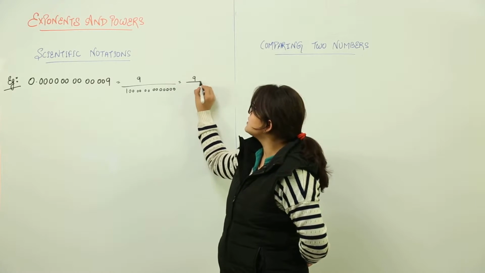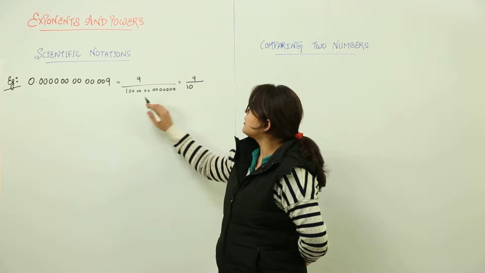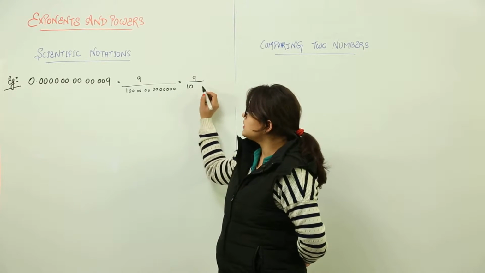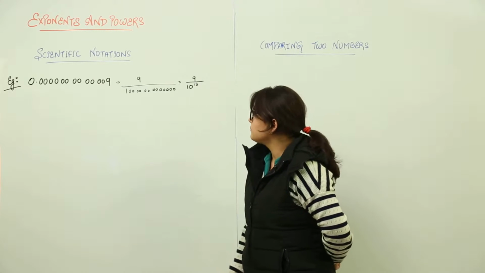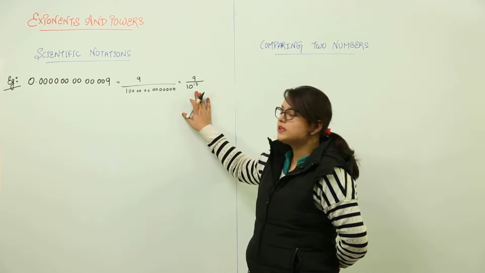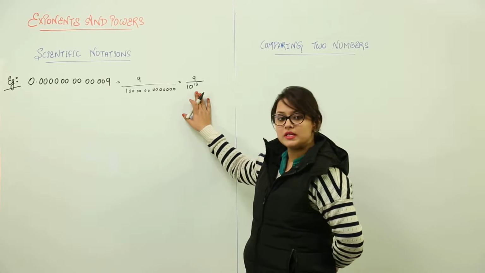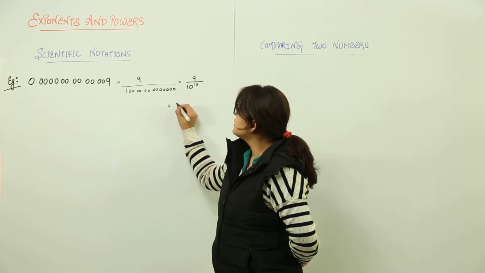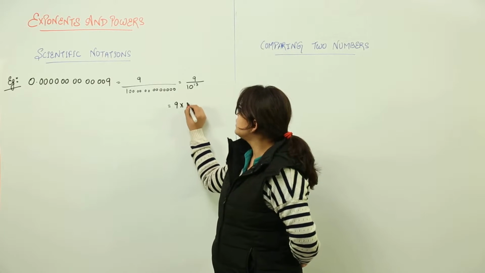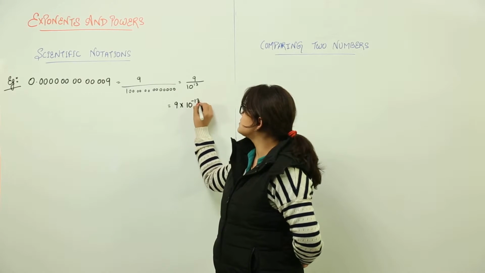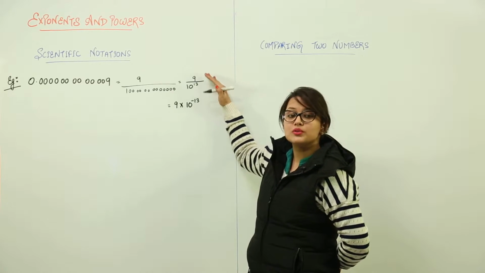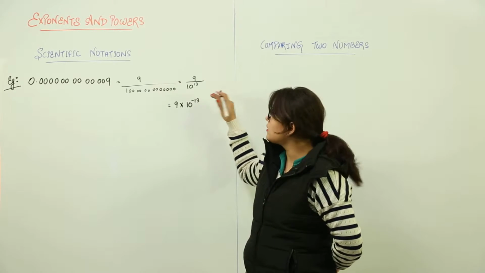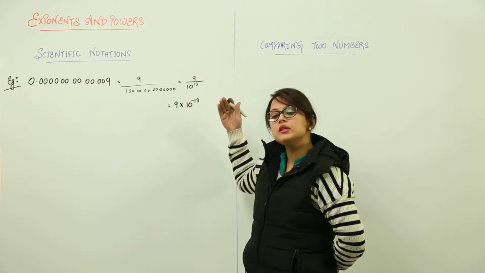It will be written as 9 upon 10 raised to power. How many zeros are there? 13 zeros. So, we will write 13 over here. Now, can you write it in the negative exponential form? Yes, it can be written. How come? 9 into 10 raised to power minus 13. Why so? Because I have taken it to the numerator, so the positive power will get converted into the negative power.